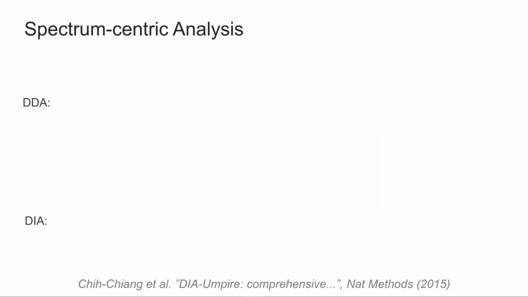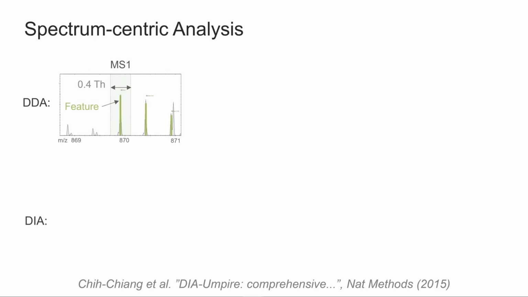This is also why people have been working on the spectrum-centric analysis to make this more powerful and easier applicable. And here I want to highlight a paper from Alexei Nesvitsky's group, the DIA Empire paper, that is a great read about this approach. First, I want to show how DDA data is analyzed in the spectrum-centric way, and then I'm going to talk about DIA and what the actually minor differences are between the two.